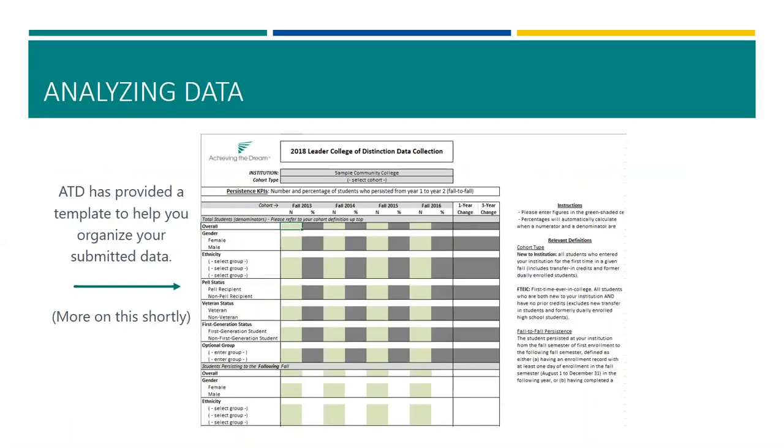To help put all your data together, we've provided you with a data template to help organize. More on this shortly, but the overall view is you have green boxes where you put in your numbers. All of the percentages get calculated for you, and each tab has a specific metric. There's a set of definitions on the side, so you don't have to flip back and forth between your data collection sheet and any of our definition materials.